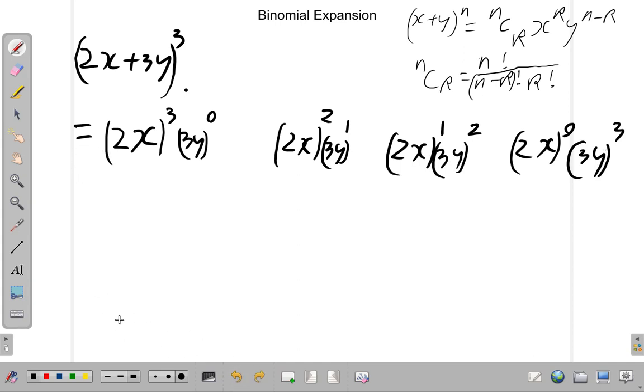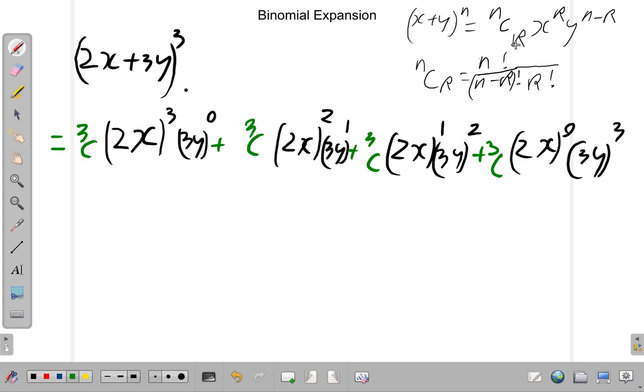Now, the numbers that will multiply these. The number that will multiply the first one. Let me erase the equal sign and put it over here. We get it from this, NCR. N is always 3. So, this will be 3c something plus 3c something plus 3c something plus 3c something. Now, let me rewrite that. 3c, 3, then c something. What's that something going to be?